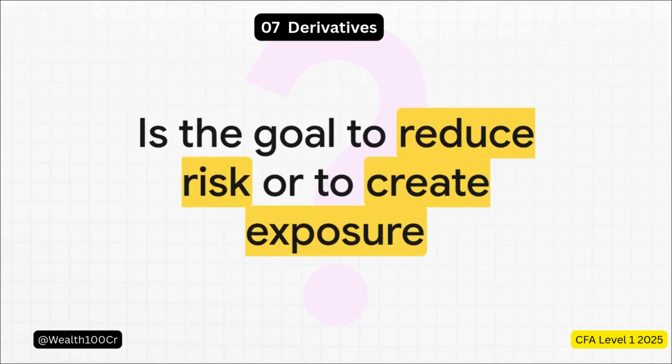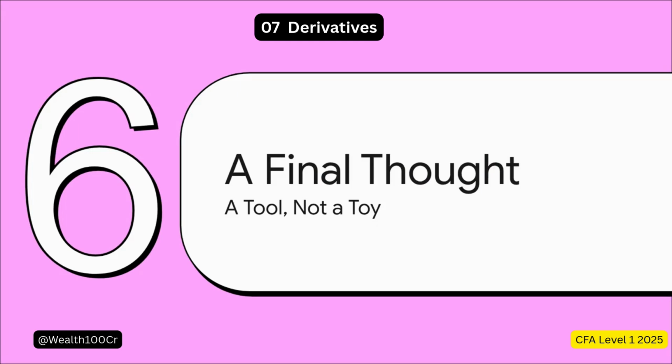So do you understand the difference? A company uses a derivative defensively, like a shield. An investor uses it offensively, like a tool to build a certain outcome. Is that clear? And that brings us to our final section, a final thought.